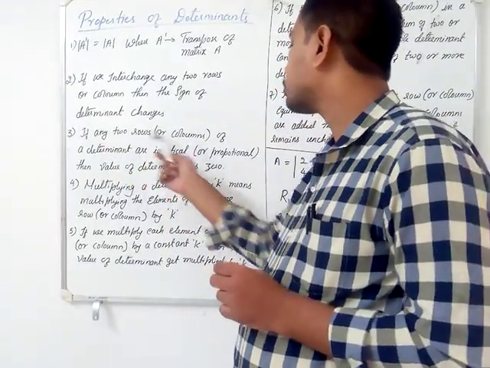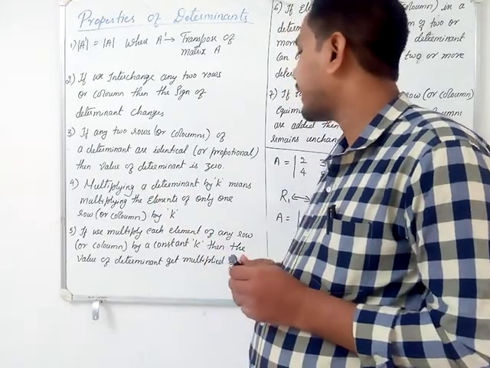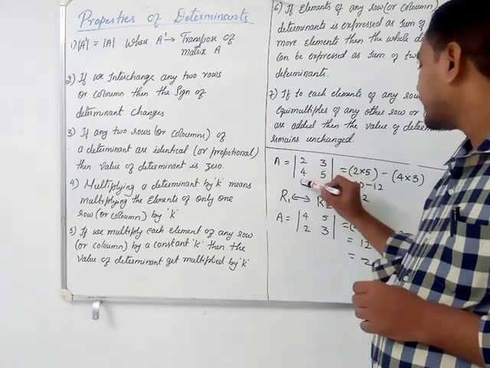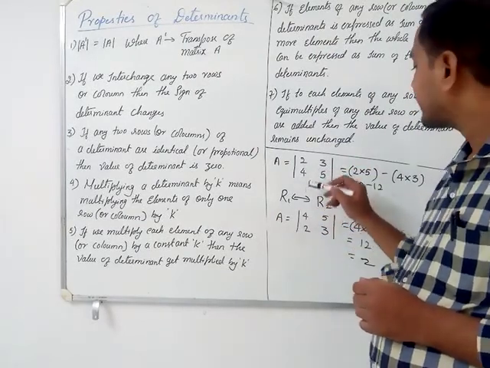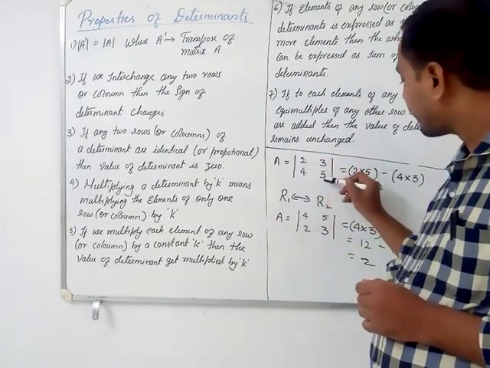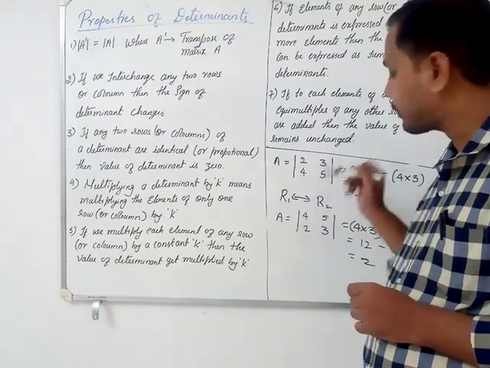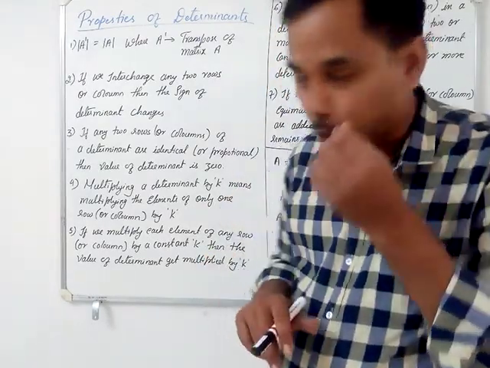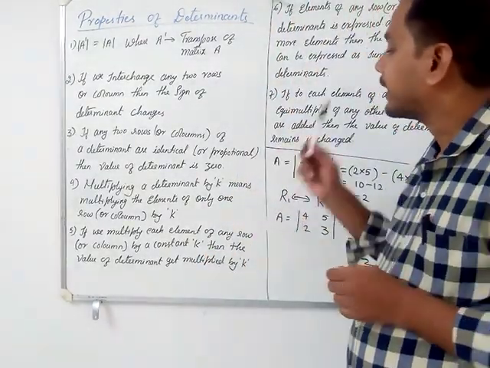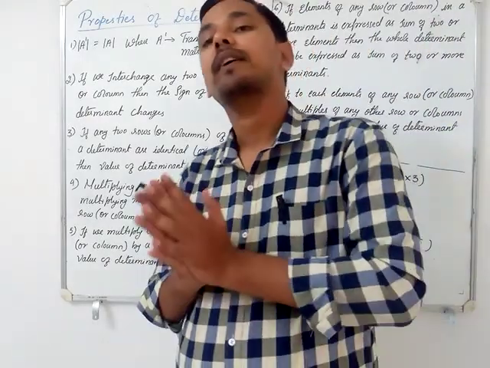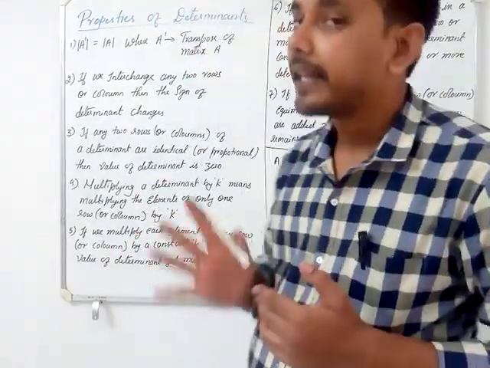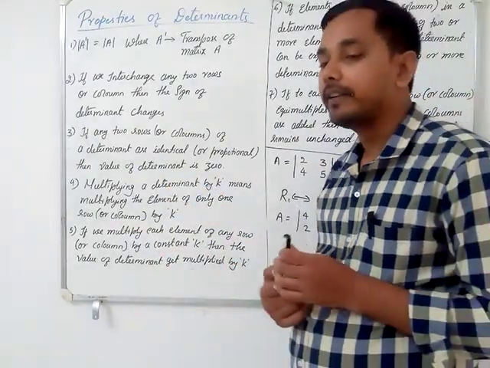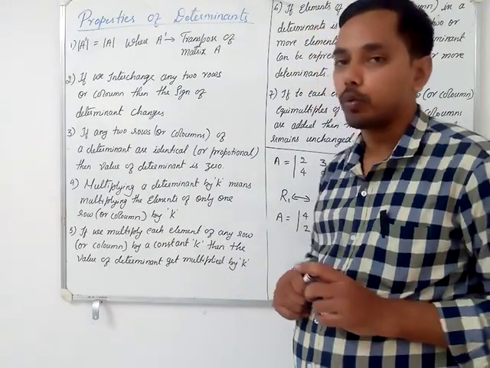If any two rows or columns of any determinant are identical or proportional also, that means here I am having 2, 3 and here if I have 4 and 6, then 4 is proportional to 2. If instead of 5 I have 6, then 6 will be proportional to 3. So what will be the factor there? It will be 2. Proportional means they should be in the same ratio. Any two rows or two columns, if they are in the same ratio, then the value of determinant will become equal to 0. Is that clear?